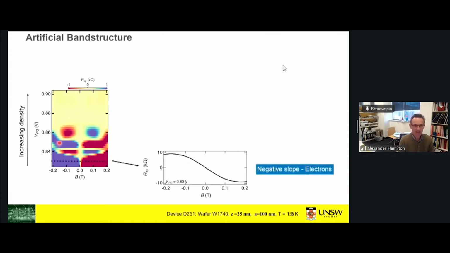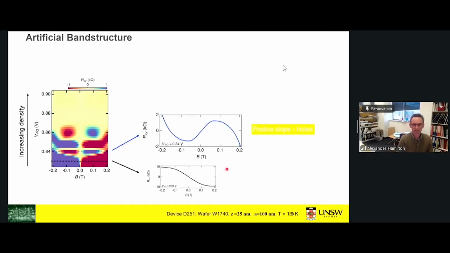It's perhaps a bit easier if I just take a line cut at a low density, and at a low density you can see that the Hall voltage decreases with magnetic field. It's got a negative slope, so these are electrons. If I increase the carrier density just a little bit, you see that around zero magnetic field I actually end up with a positive slope of the Hall voltage.